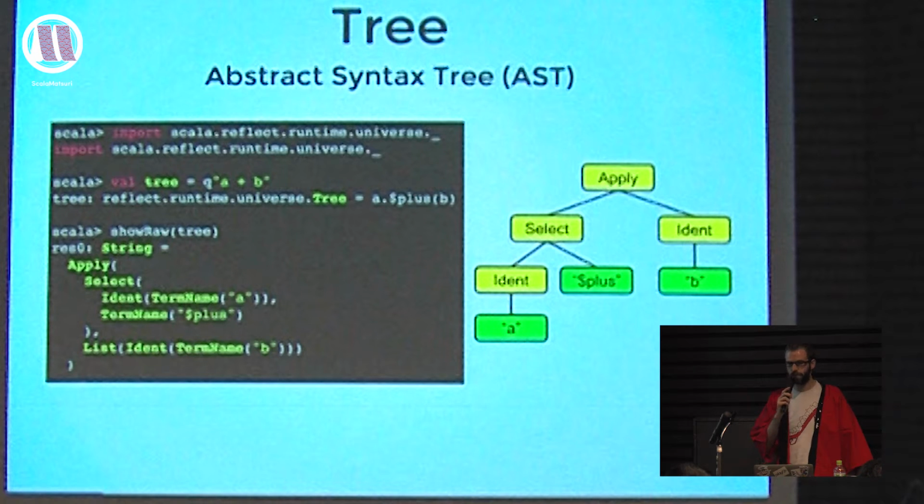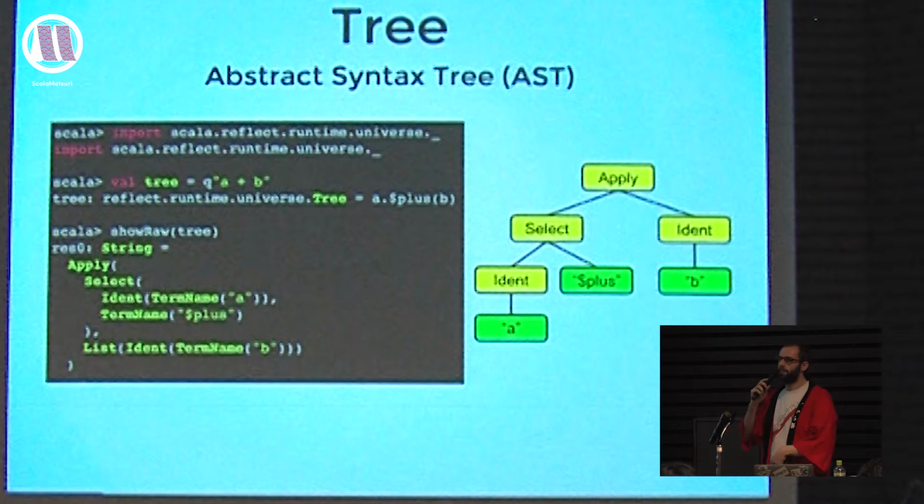And you can play around with these trees and see what they look like quite easily using the reflection API in the REPL. So I just import the reflection API here in the REPL, and then I'm using quasi-quotes, this little q thing with a string after it. This is called quasi-quotes, and this is a feature of the reflection API that will parse the string as Scala source code. So I'm giving it the string a plus b and saying, this is a piece of Scala source code, please parse it for me.